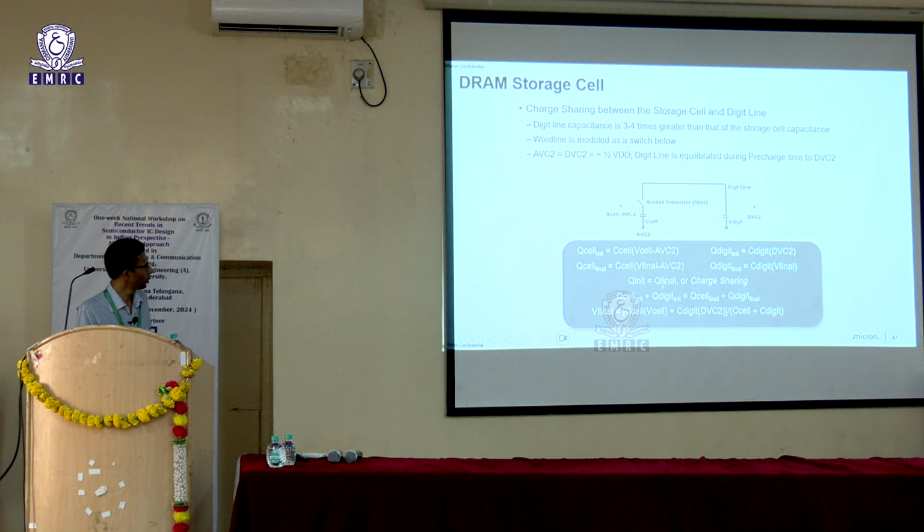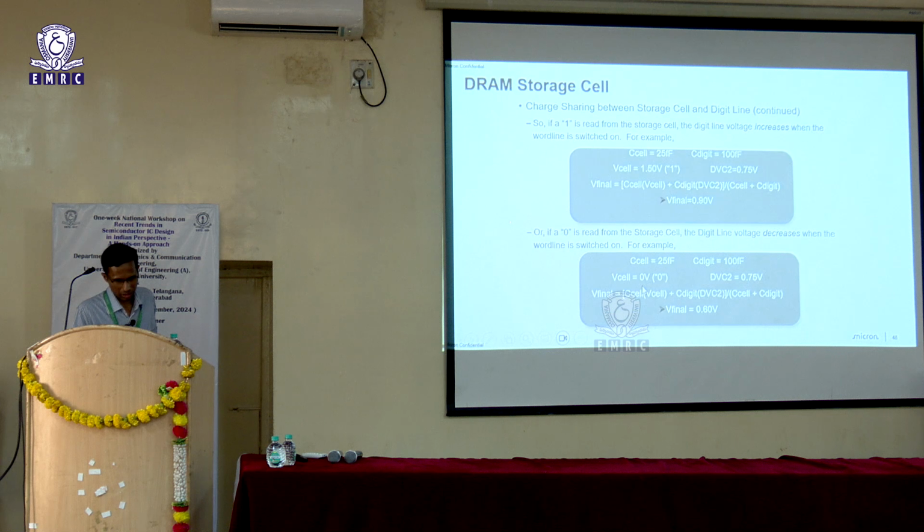If you work out the math, take an example: let's say C cell is 25 femtofarad and C digit is 100 femtofarad, and you want to store a 1 on it, which in our case is 1.5 volt, and the other side of the capacitor, your reference voltage, is 0.75. Once you turn on the cell, the voltage that you would see is 0.9 volt, not the complete 1.5 volt. This is because of the capacitive divider network that we have there.